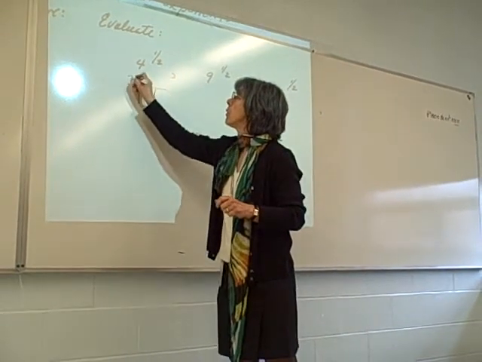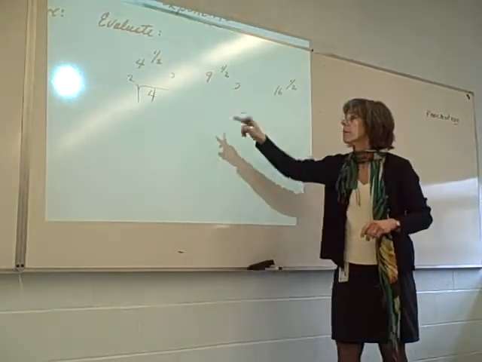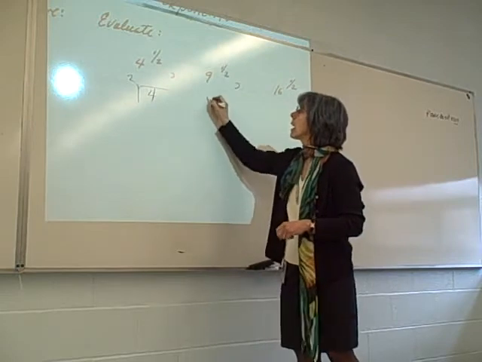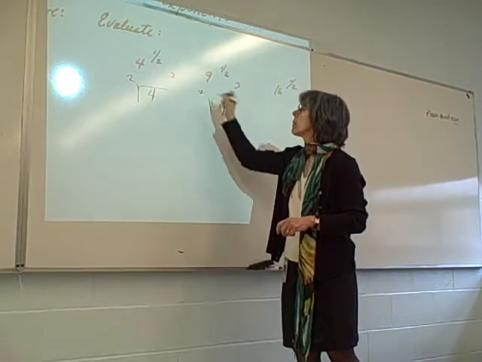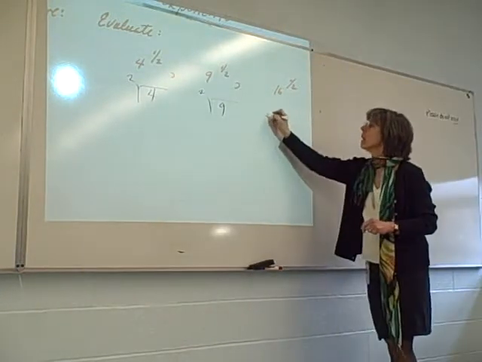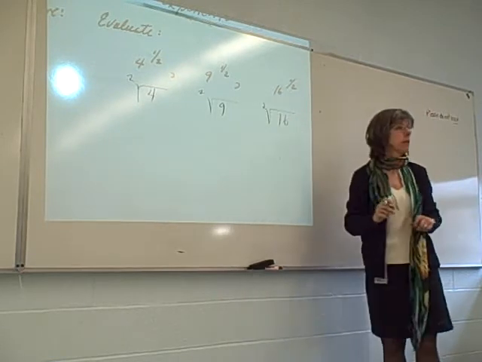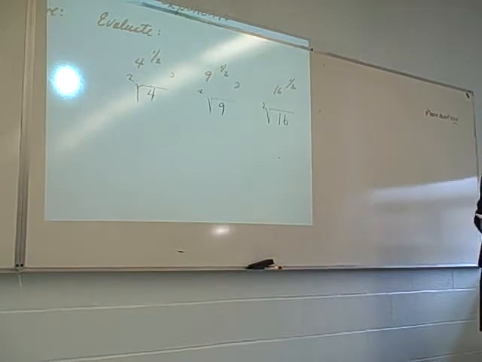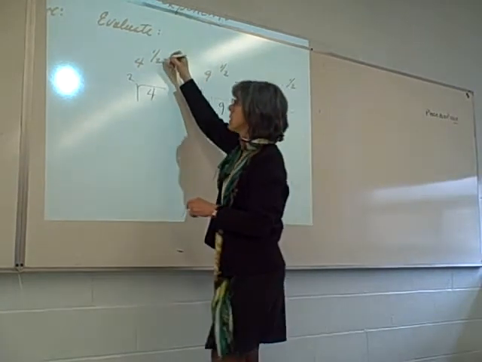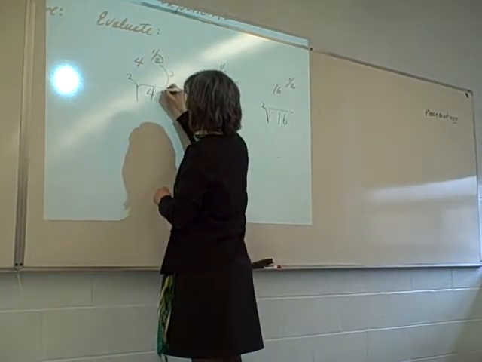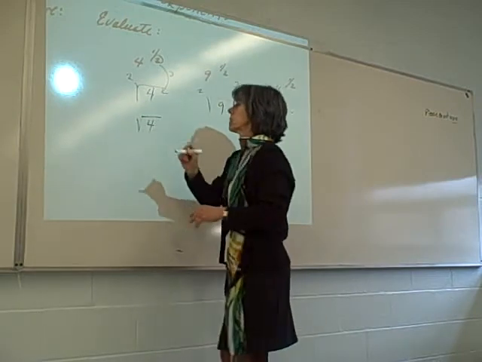is equal to the square root of 4, the square root of 9, and the square root of 16. Why do you keep writing the 2? Because I'm taking, would you agree that this is the same as this?